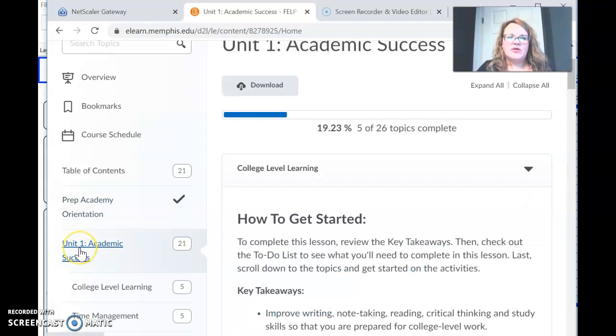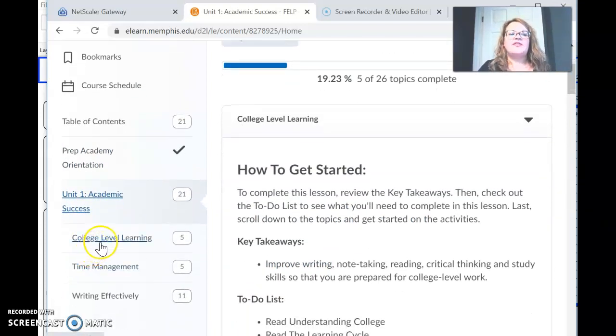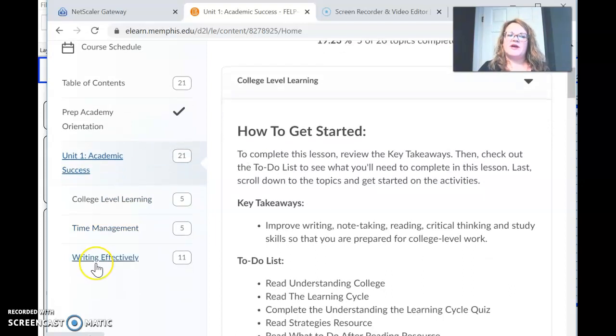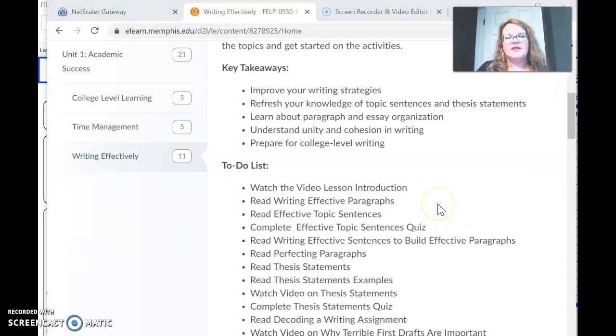So for example, in this Unit 1, Academic Success, they will have information on college level learning, on time management, and on writing effectively. Those are the big 3 topics in academic success. The writing effectively module is the last module in Unit 1, and it's meant to be a springboard into the next 2 units of the Prep Academy.